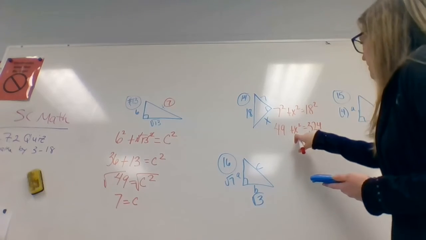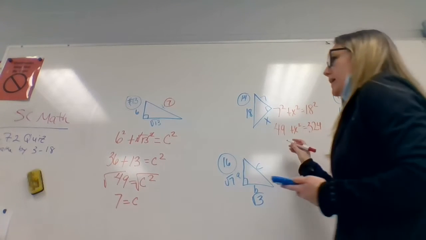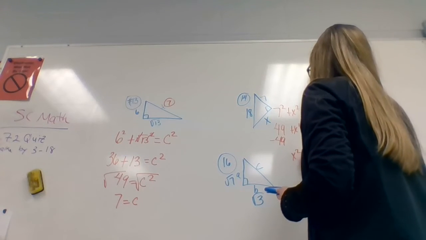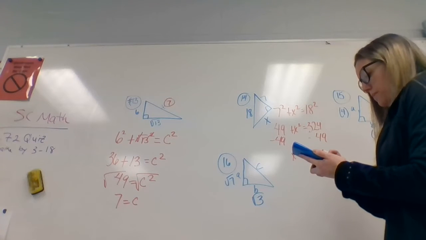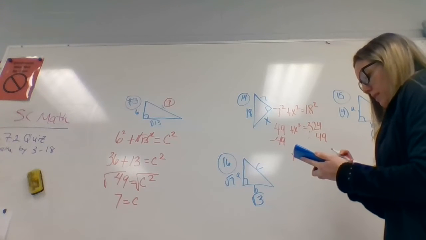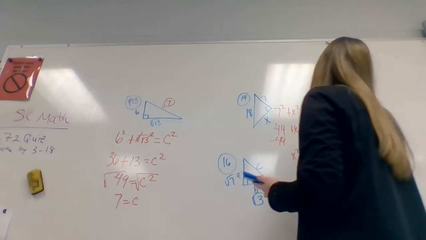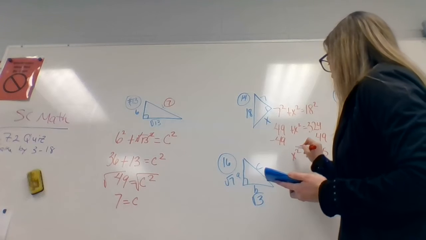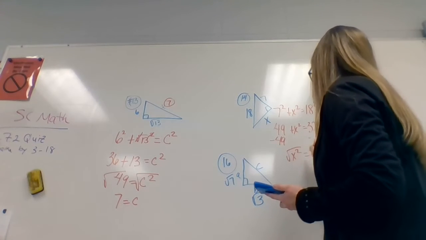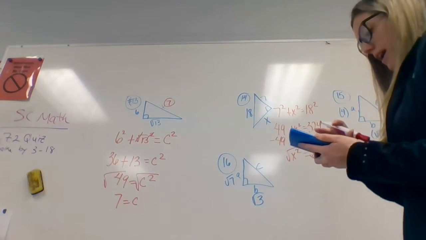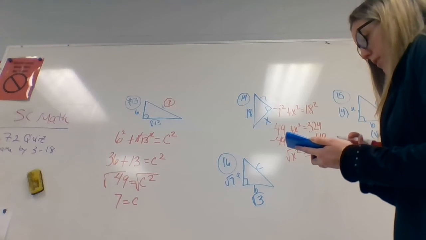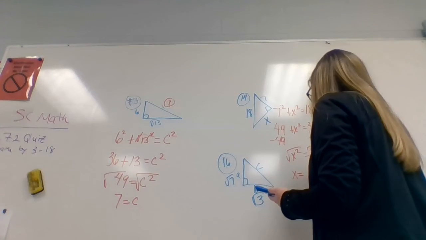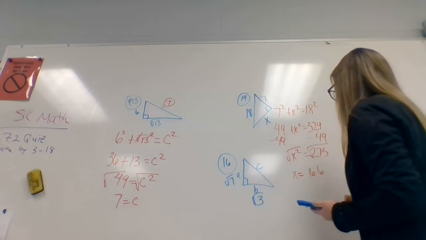Now to get x squared by itself, I need to move this 49, and because it's positive here, I need to subtract it. So x squared equals 324 minus 49, which gives me 275. And then, again, because I'm not looking for x squared, I'm looking for just x, I need to root both sides. So I need to find the square root of 275. And in this case, it gives me a crazy number. It gives me x equals 16 point, I'm going to call it 16.6.